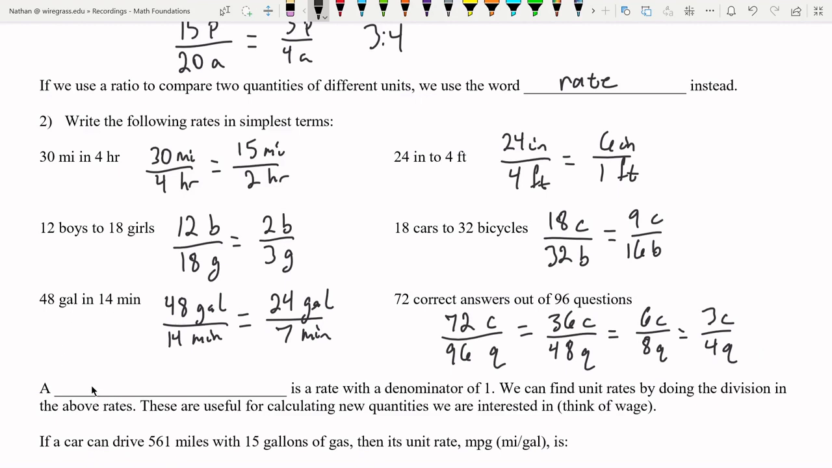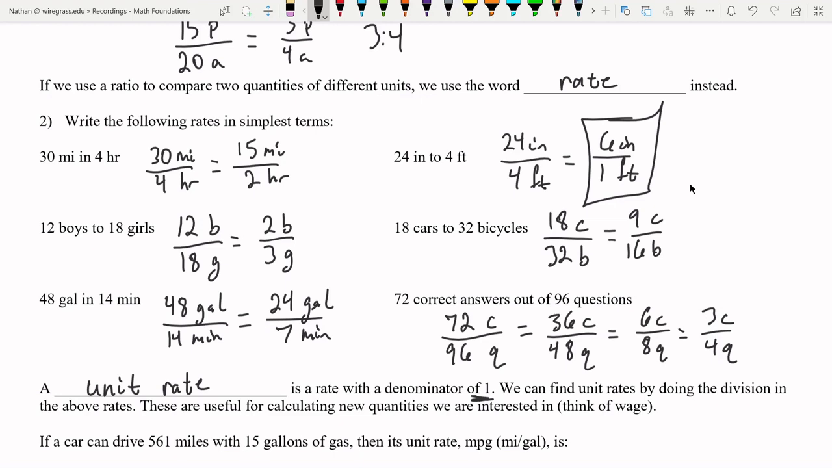Now, a unit rate is the same thing as a rate, but with a denominator of 1. We find unit rates by just doing these divisions for these ones. Of course, this one right here is actually a unit rate, but the rest of them we can find unit rates by just doing the division and moving on from there.